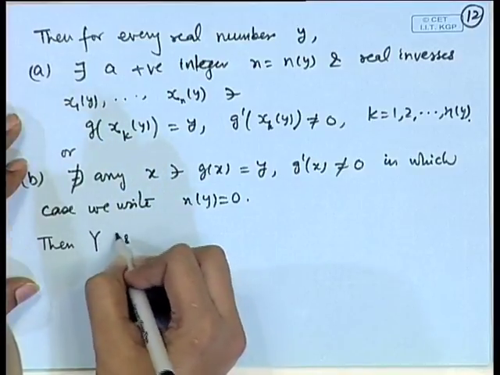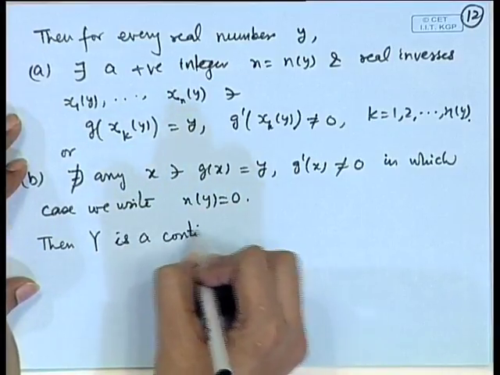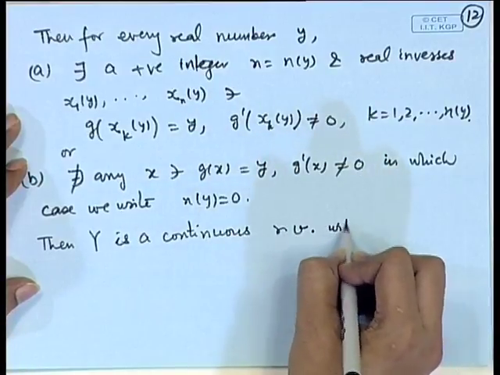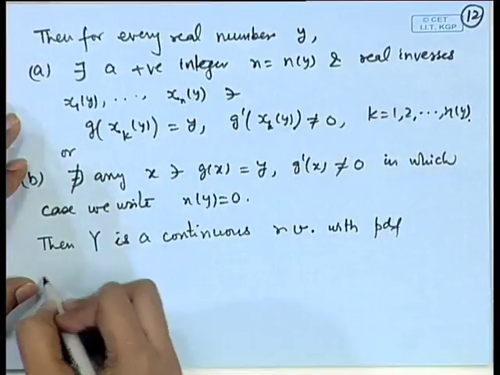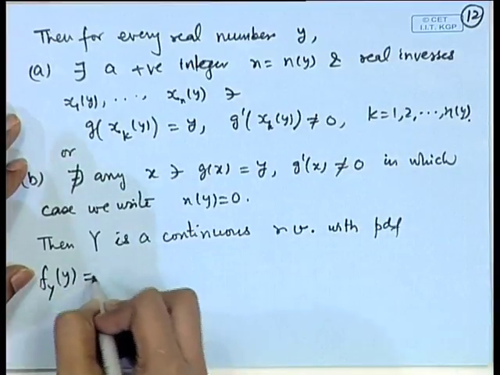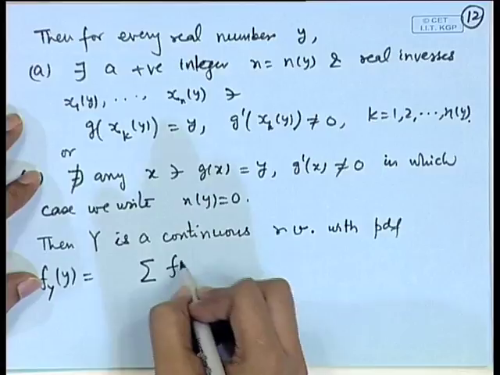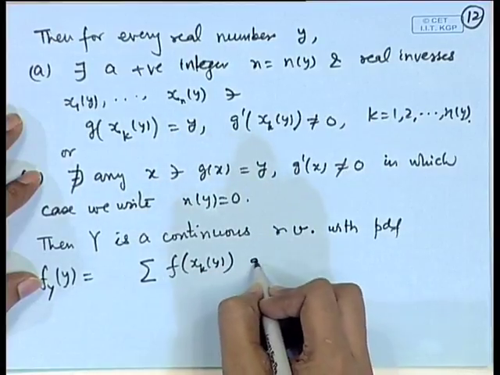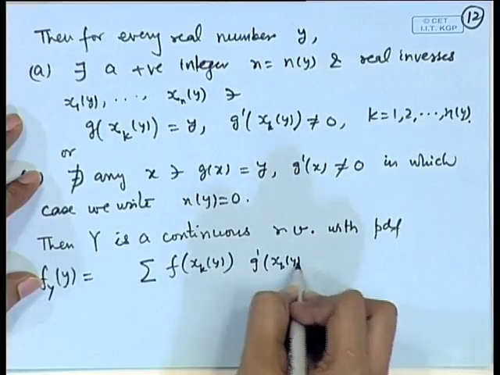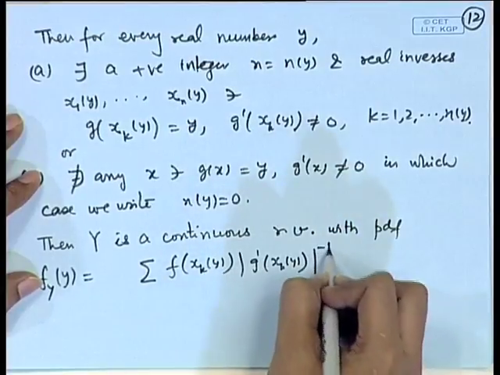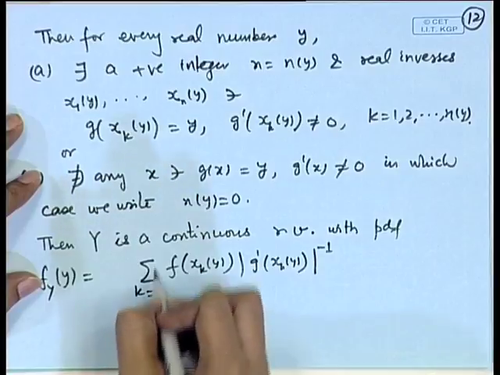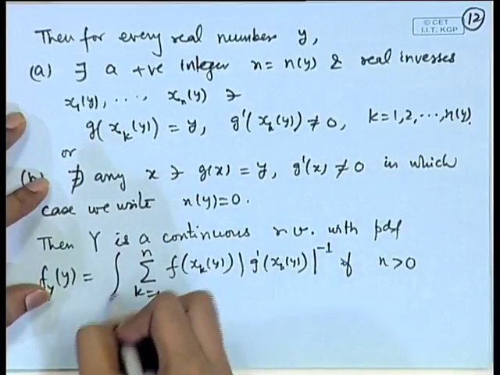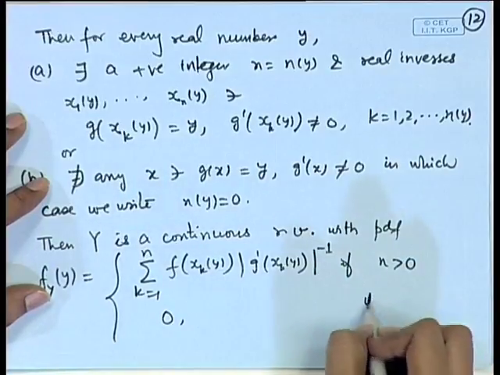Then y is a continuous random variable with PDF given by the sum over k equal to 1 to n of f of x k y times the absolute value of g prime x k y inverse. This is if n y is greater than 0, and it is equal to 0 if n y is 0.